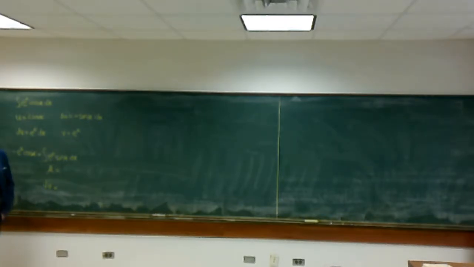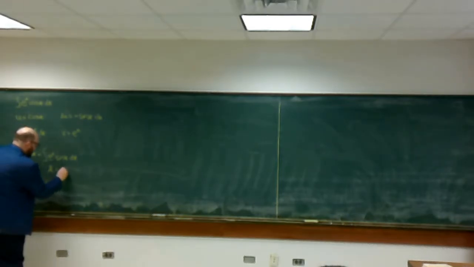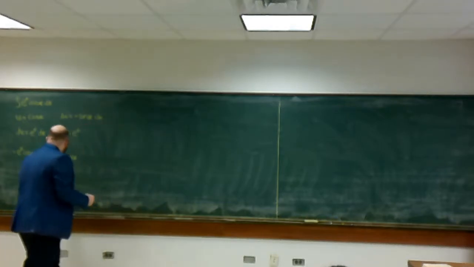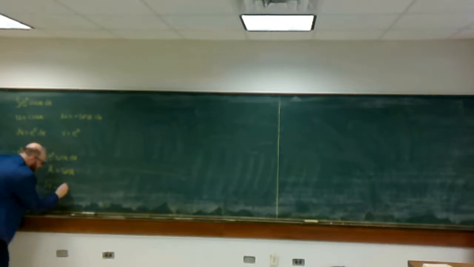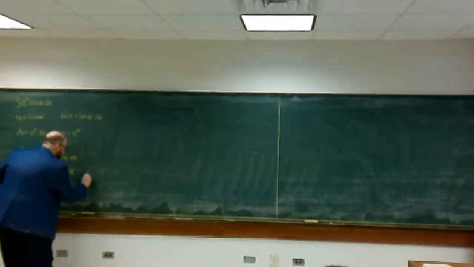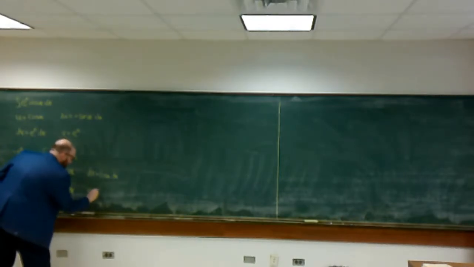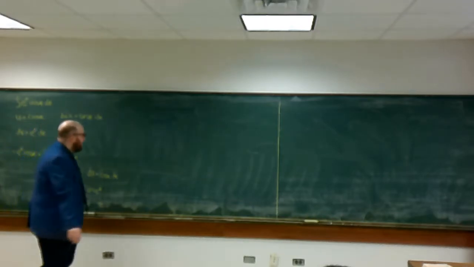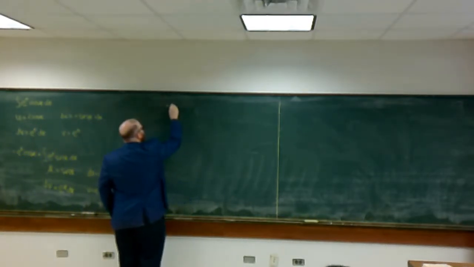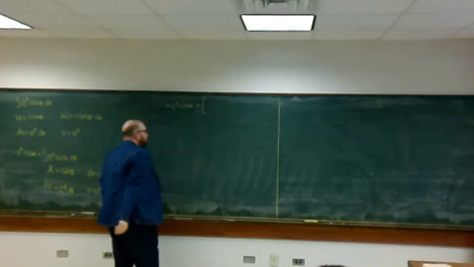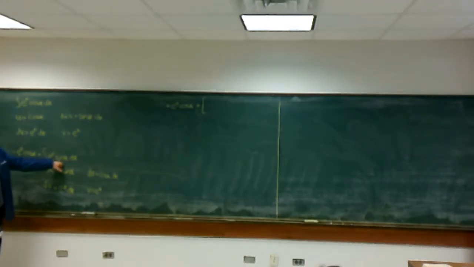What's our mu going to be? That leaves d nu as e to the x dx. What is the derivative of sine? And then nu is just going to be e to the x. We still have that e to the x cosine x. Integration by parts on this antiderivative.